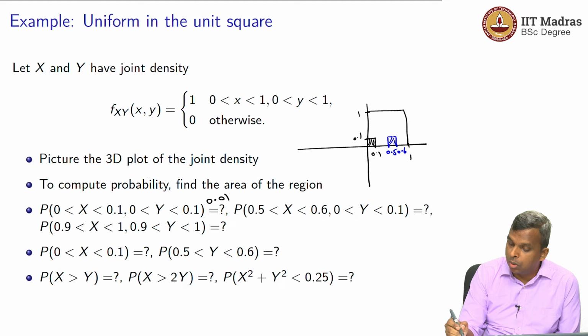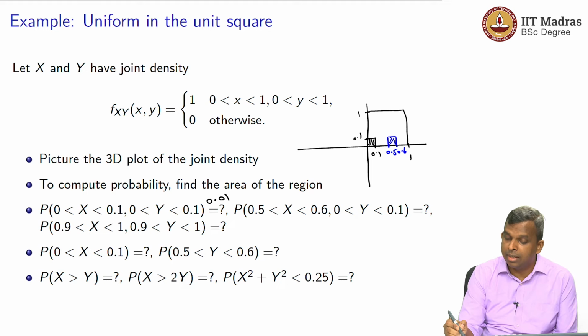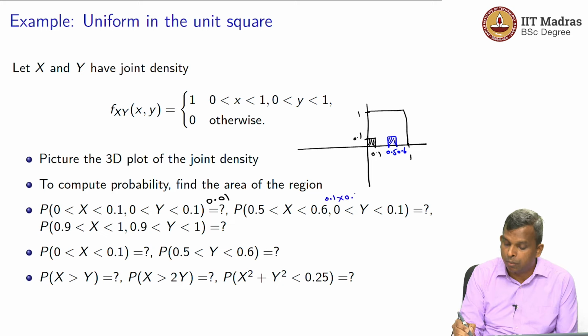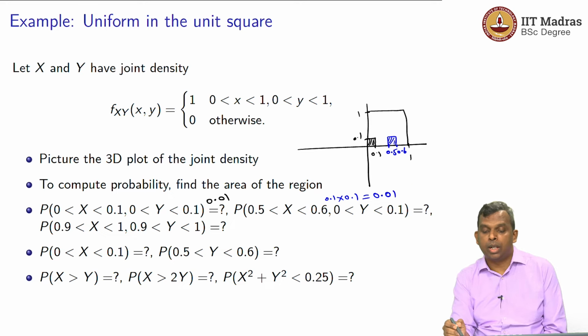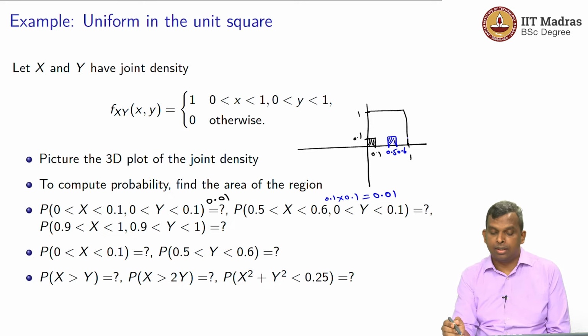You see here, this blue area is x lying between 0.5 and 0.6 and y lying between 0 and 0.1. And what is the area? The area still remains the same, right? It's 0.1 into 0.1, it's 0.01. So the probability that x and y together lie in this area is 0.01.